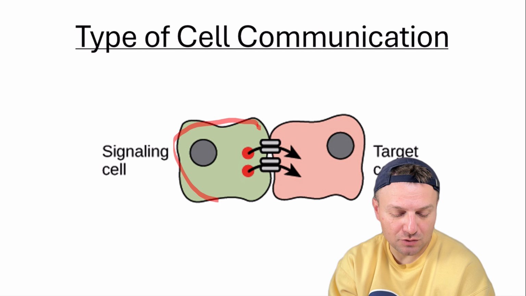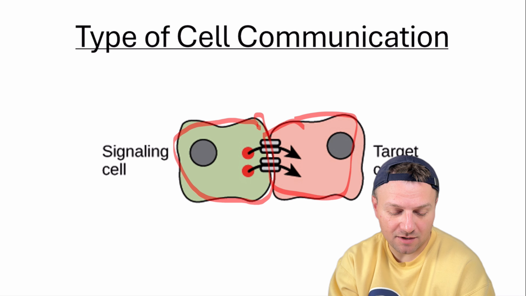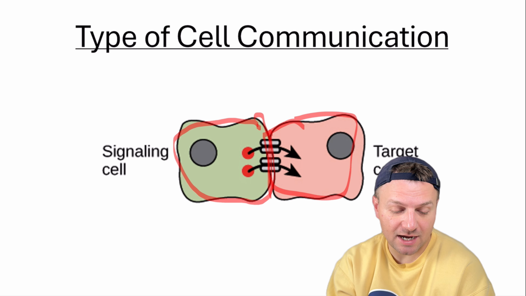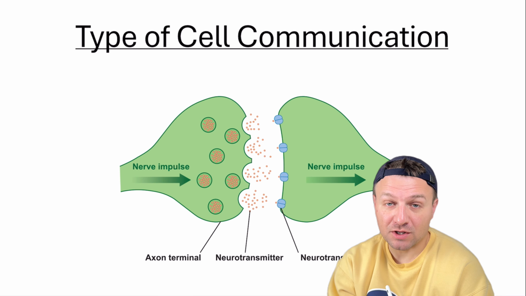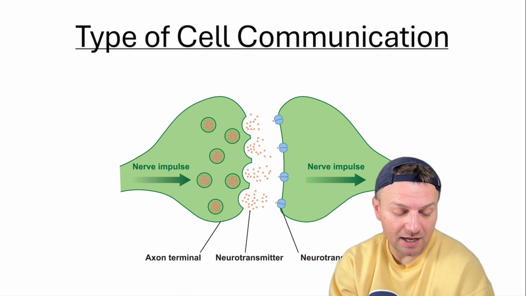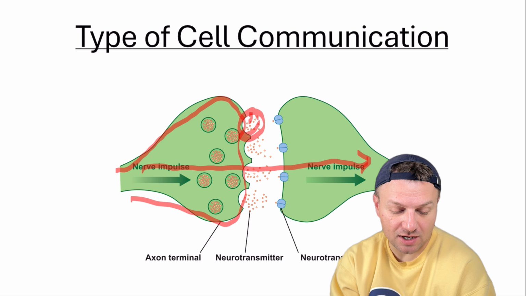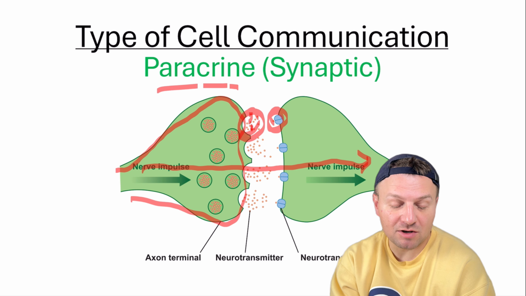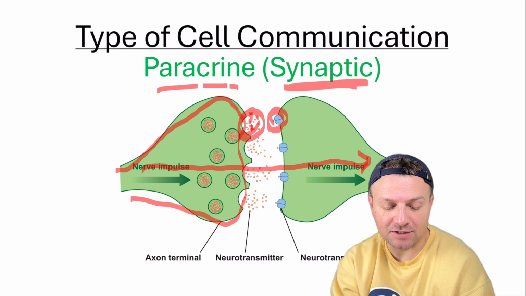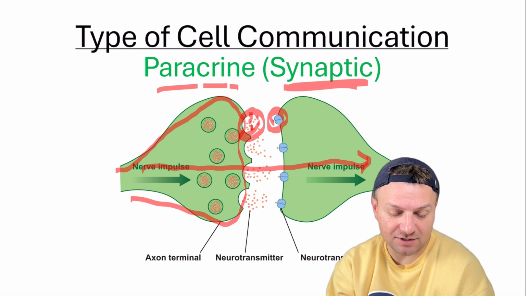Here we have 2 cells. They're linked together. There is direct contact, so this is cell to cell. This one's a good one. This one's looking at a nerve impulse being transmitted from one cell to the next. We can see there is secretion of these signaling molecules and receiving here. This is going to be paracrine, but specifically this is synaptic. These are like nerve cells interacting with each other.